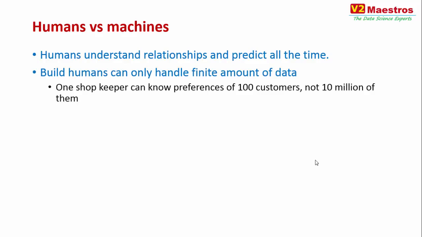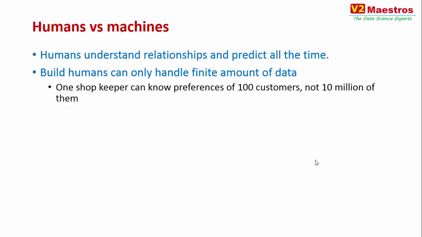But a human being can only handle a finite amount of data. For example, as with shopkeepers, you have seen that they know about their best customers or long-time customers. They know what their customers like and what their customers want. Whenever a customer comes in, they usually address them by name and immediately know what the customer wants. Even without the customer asking for it, they're going to pick the item and give it to them. But a human being can only handle a finite amount of data. So they can know about the preferences of 100 customers.